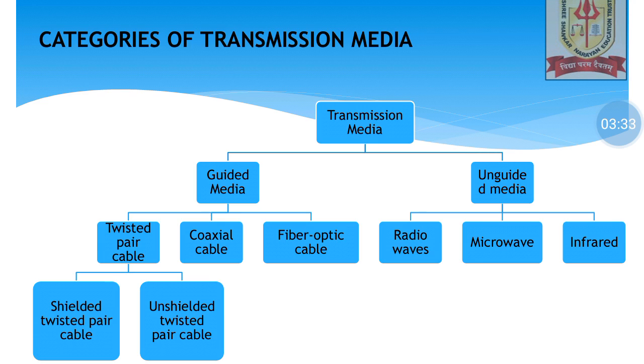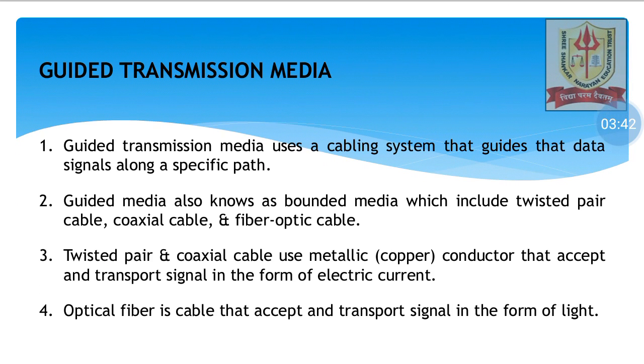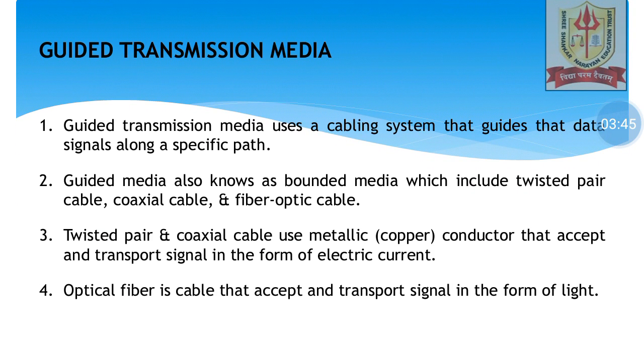As far as twisted pair is concerned, for better protection we have shielded twisted pair cable, and the other type is unshielded twisted pair cable. Regarding guided transmission medium, it uses a cabling system. This is where the guidance comes from. The signal cannot go out of the cable system. So they have a particular guidance to reach from sender to receiver.